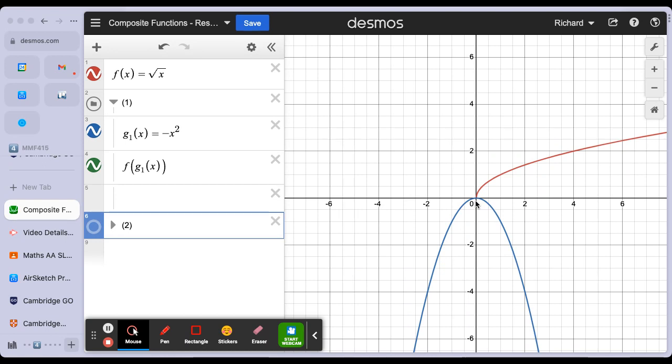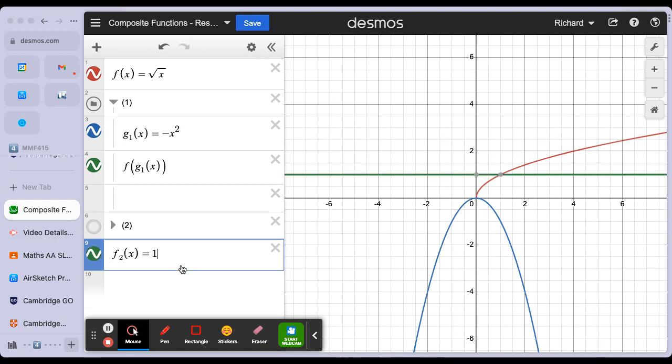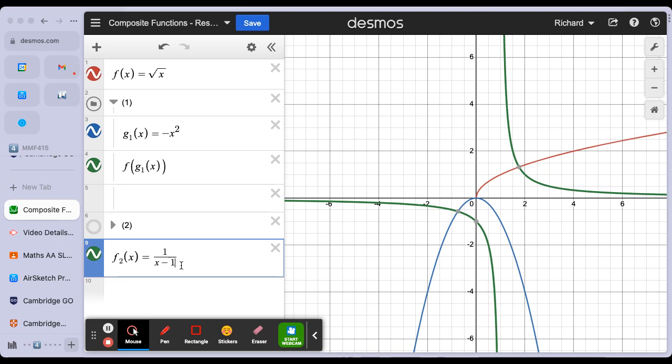Can you think of another example? Two functions, when put together, would not make a composite function because it wouldn't exist. It's pretty hard, isn't it? Can you give me some specific examples and I'll chuck them in? So we have f of x equals what?